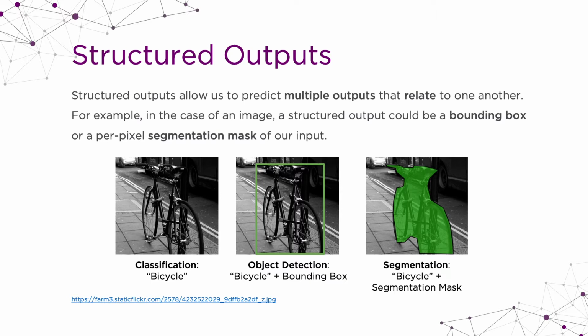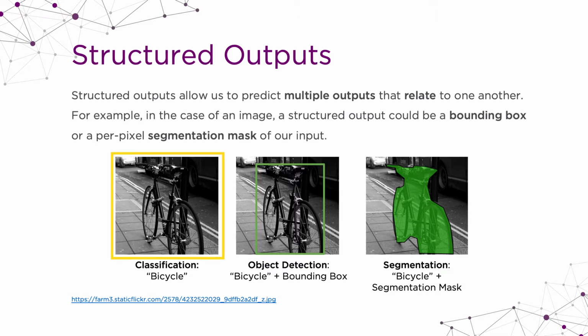In short, structured outputs allow us to do multiple predictions that each relate in some way to the rest of the predictions. For example, in classification, the outputs don't necessarily relate to one another. But if we have an object detection bounding box output, these 4 coordinates we'd be predicting relate to one another in that they all belong to the exact same box. There are different types of structured outputs that we usually find.